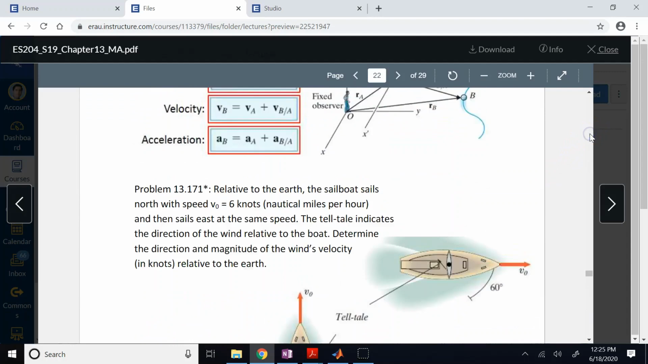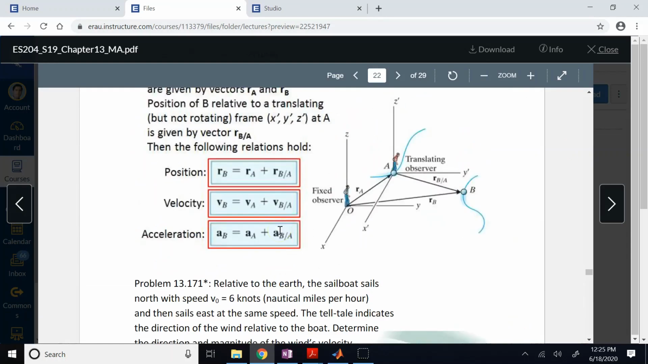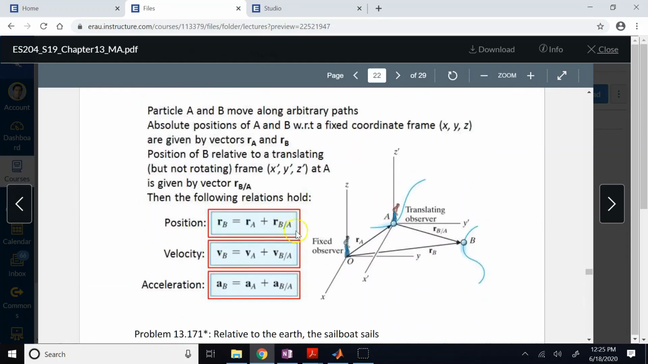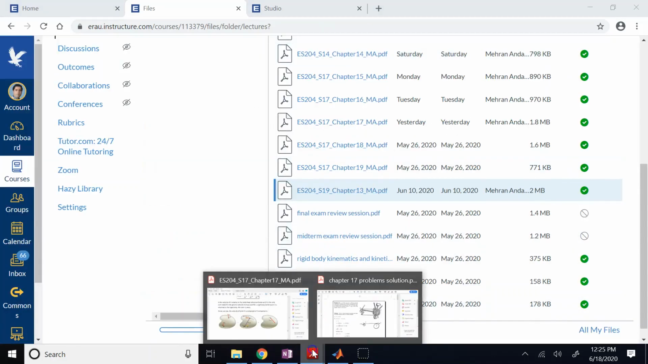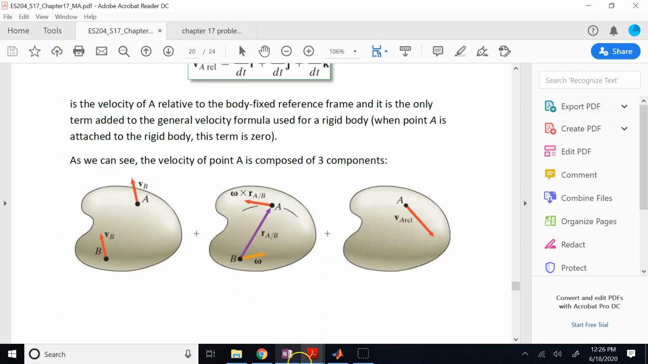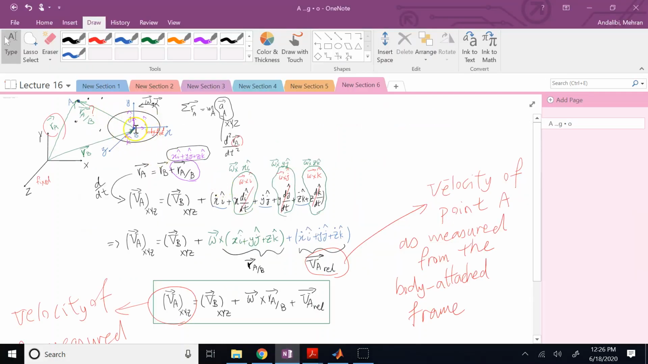In relative motion, look. You see here? They are both looking at the motion of a point of interest. One is fixed, but the other one, all it can do is translate as it is looking at B. But here is more general. Here, you say your sensor can also rotate at the same time. And it does happen.